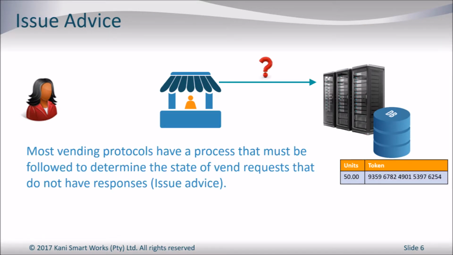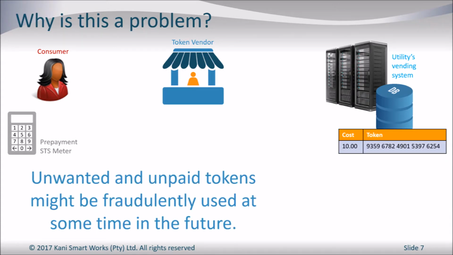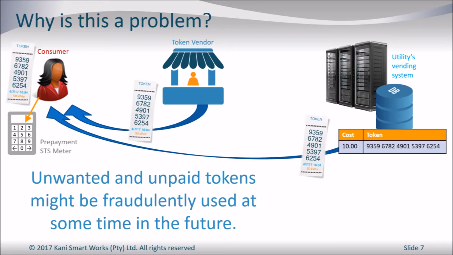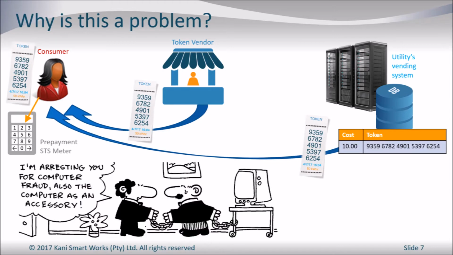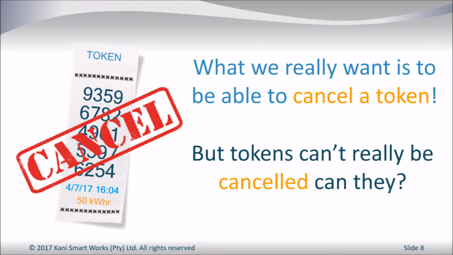Most vending protocols have a process that must be followed to determine the state of vend requests that were requested but that don't have responses. This is called an issue advice. However, by the time the process is resolved, the consumer may have left along with their money. So why is this a problem? Why doesn't the utility say, never mind? That's because unwanted and unpaid tokens might be fraudulently used at some stage in the future. What we really want is to be able to cancel a token. But tokens can't really be cancelled, can they?